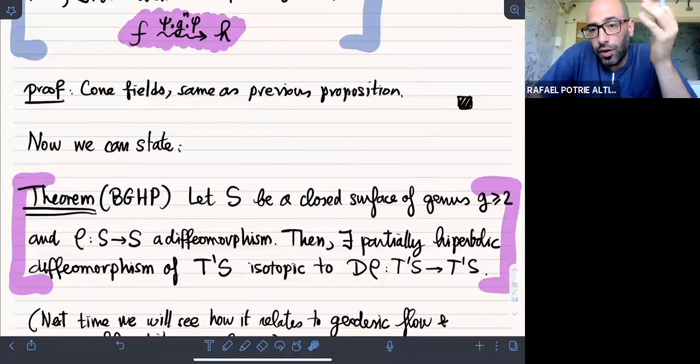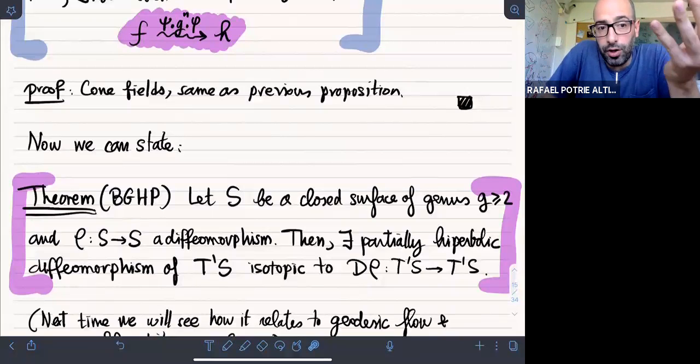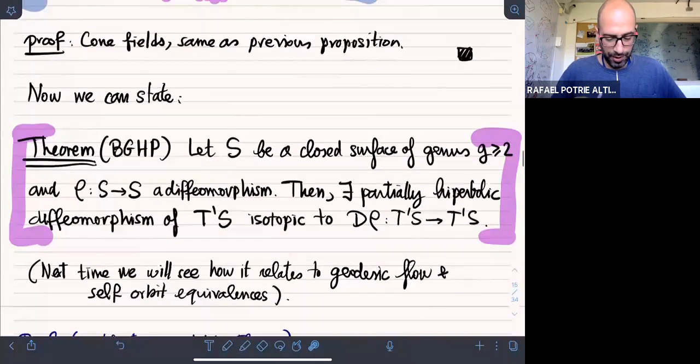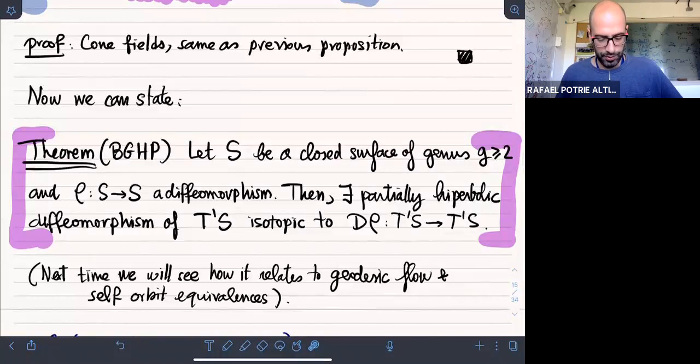And the reason this is non-trivial is that before, the only examples we knew here of partially hyperbolic systems, and the ones we believed exist, were all isotopic to the identity. And so now we are producing, for every mapping class element in the surface, new examples of partially hyperbolic diffeomorphisms. Next time we will see how this construction relates with the geodesic flow and its self orbit equivalences, because that was something that we had to do once we had the new examples. So how can we explain these examples? How can we describe them?